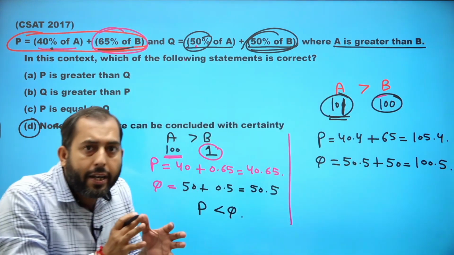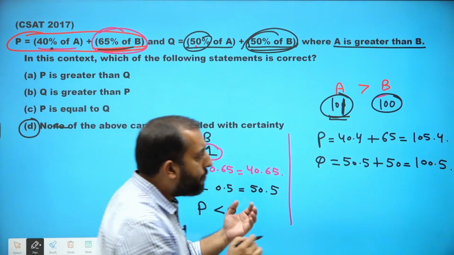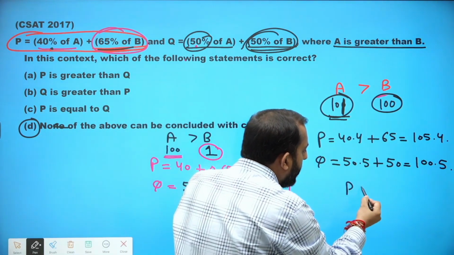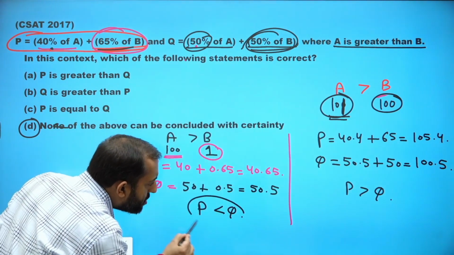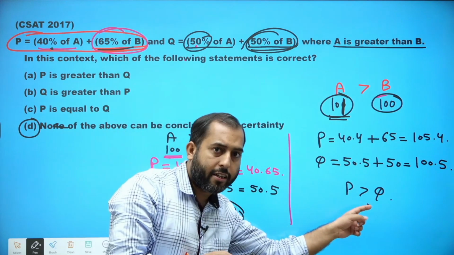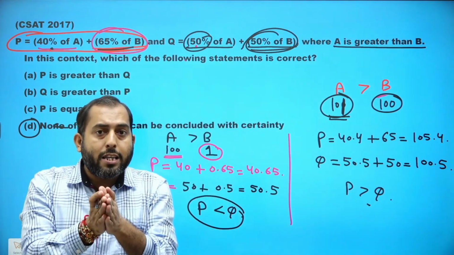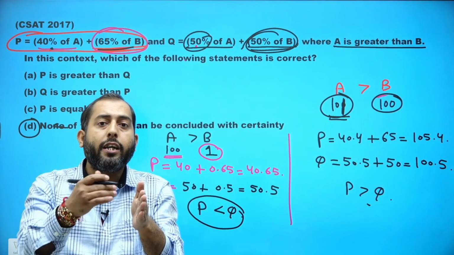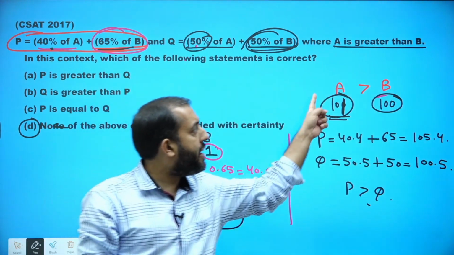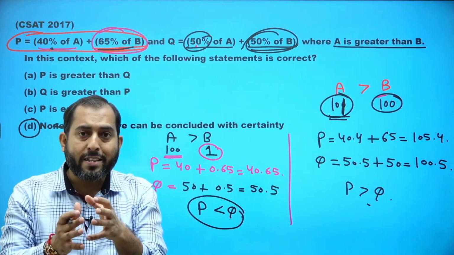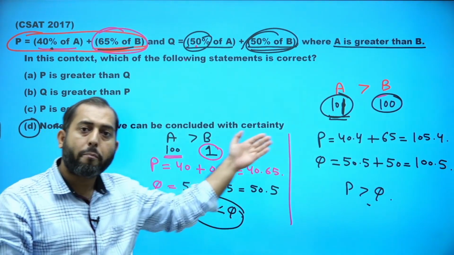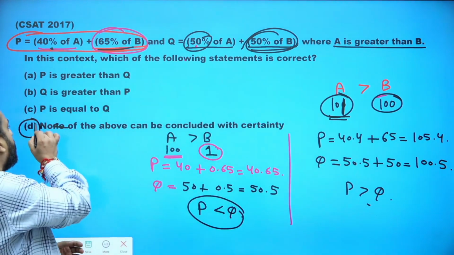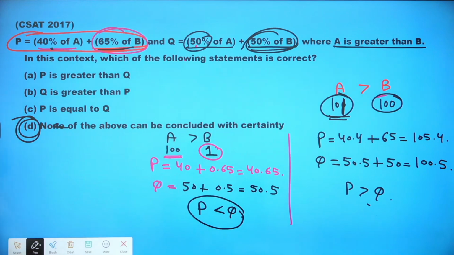Now, if you pay attention to the values of P and Q, you will find that in this case, P is greater. In the earlier cases, P was lesser. So, until we know the degree of greatness between A and B, I cannot specify with 100% surety whether P is going to be less or greater. Hence, the answer is option D here. Kindly make a note of it.